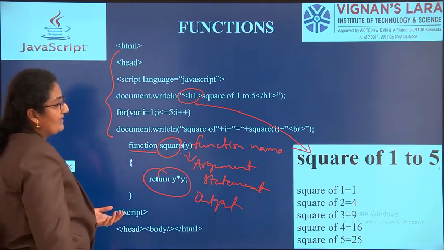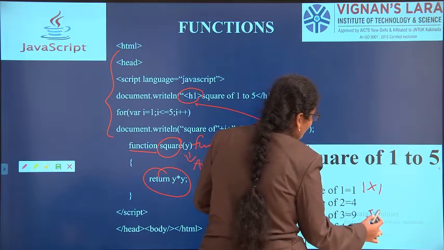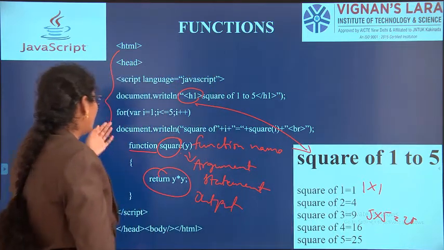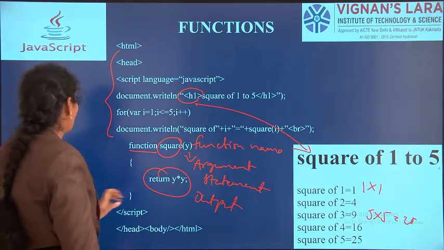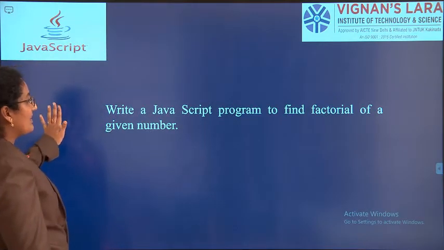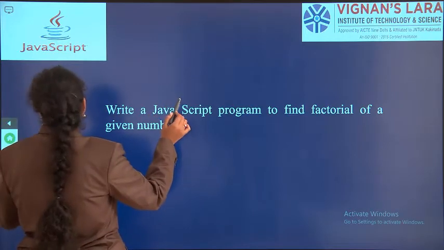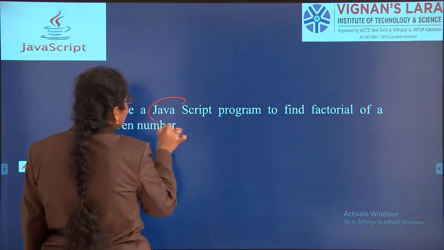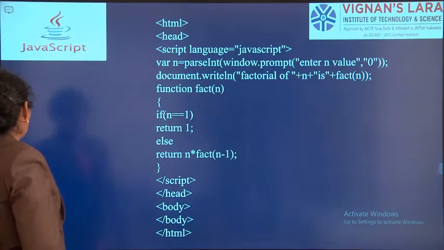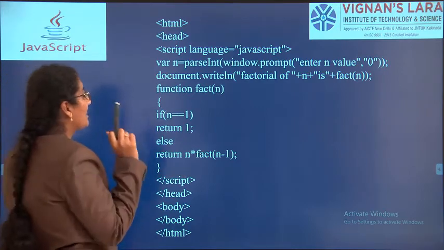So if you want to find the square of any number, we multiply it with itself only. 5 into 5 will be 25, 5 square is also 25 only. For that I used a function and printed the square. Now I wanted to tell you the JavaScript program for the factorial of a given number. The factorial program you already know. Writing the factorial of a given number in JavaScript.